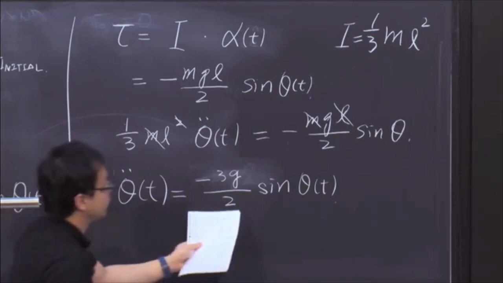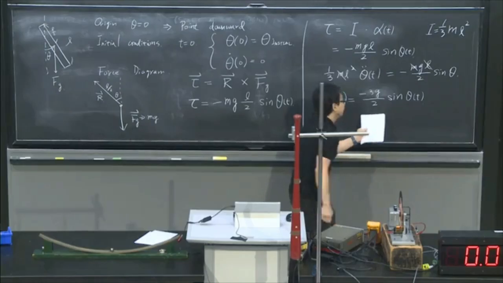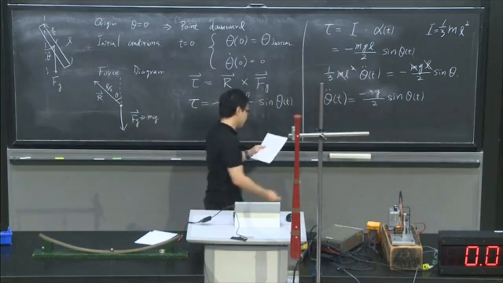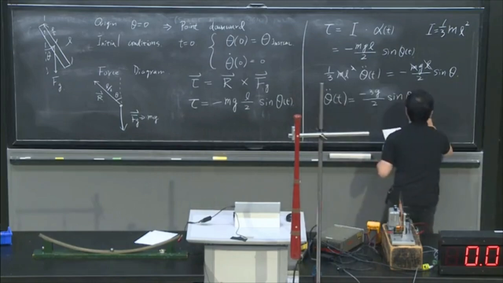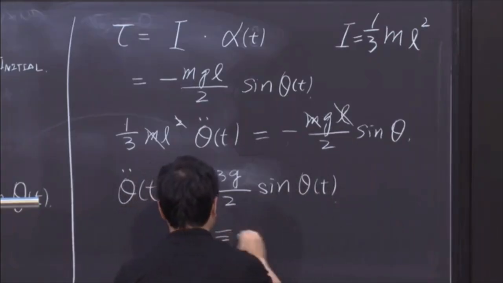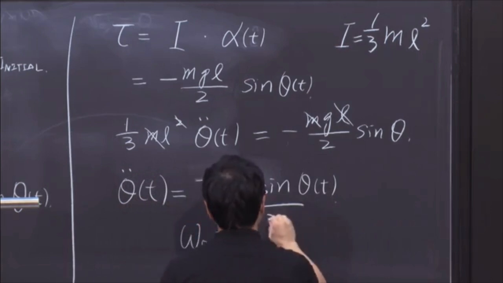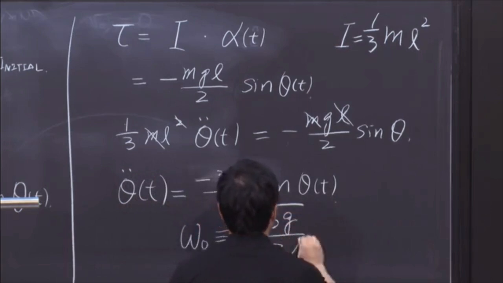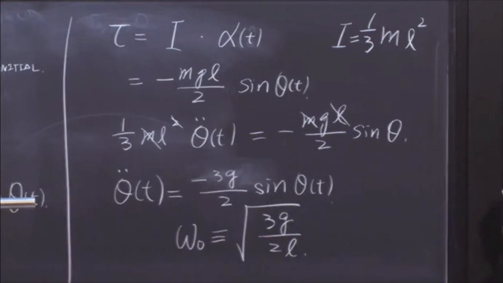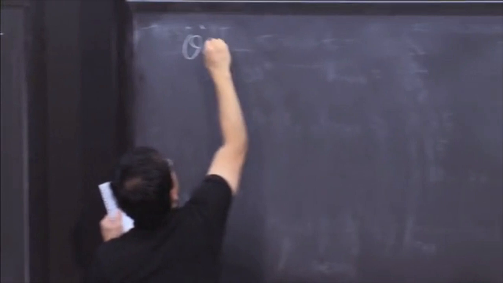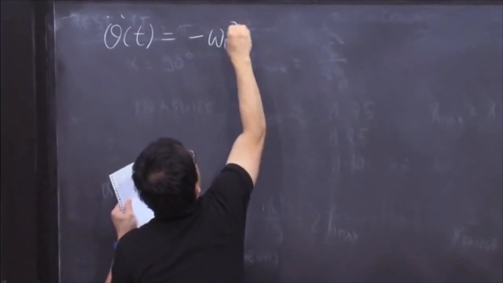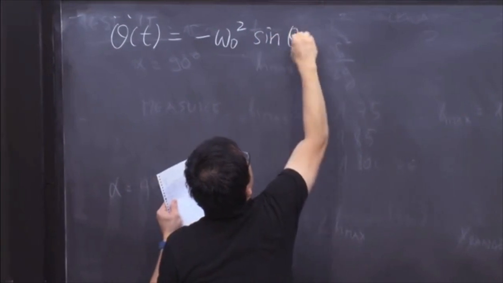Okay, as usual, we define omega to replace this constant to make our life easier. So I can now define omega 0 equal to the square root of 3g over 2L. Okay, and that will give you theta double dot of t equal to minus omega 0 squared sine theta of t.